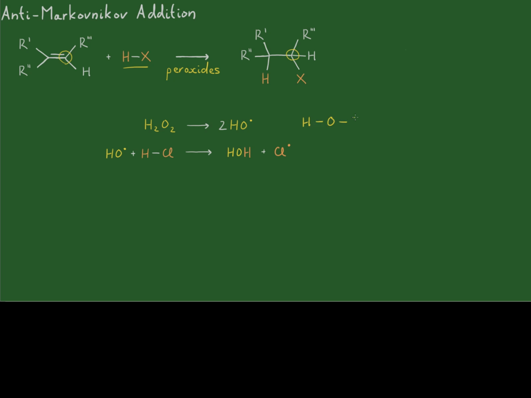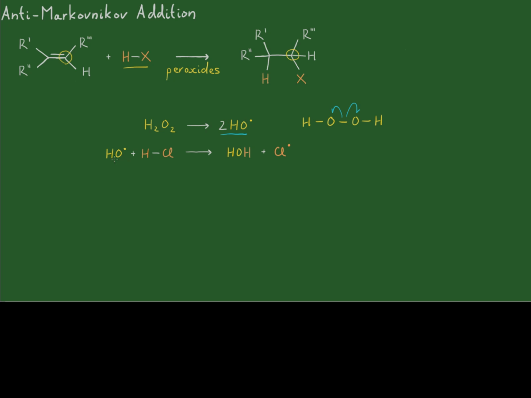we can see what happens to the electron distribution. So the electrons of this bond, the bond between the oxygens, split. One electron ends up here and another electron ends up there. As a result, we have two hydroxide radicals.